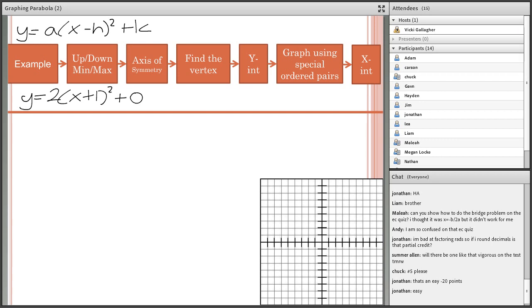Okay? And on these problems, we have an a, which is the very first number, just like on standard form. And then we have an h, and the h is the opposite of whatever's inside the parentheses. Because if you look at the original problem, it was being subtracted. So if it says +1, your h is actually -1. And then the k is whatever is at the end of the problem. And since there was nothing at the end of the problem in this question, the k is 0.